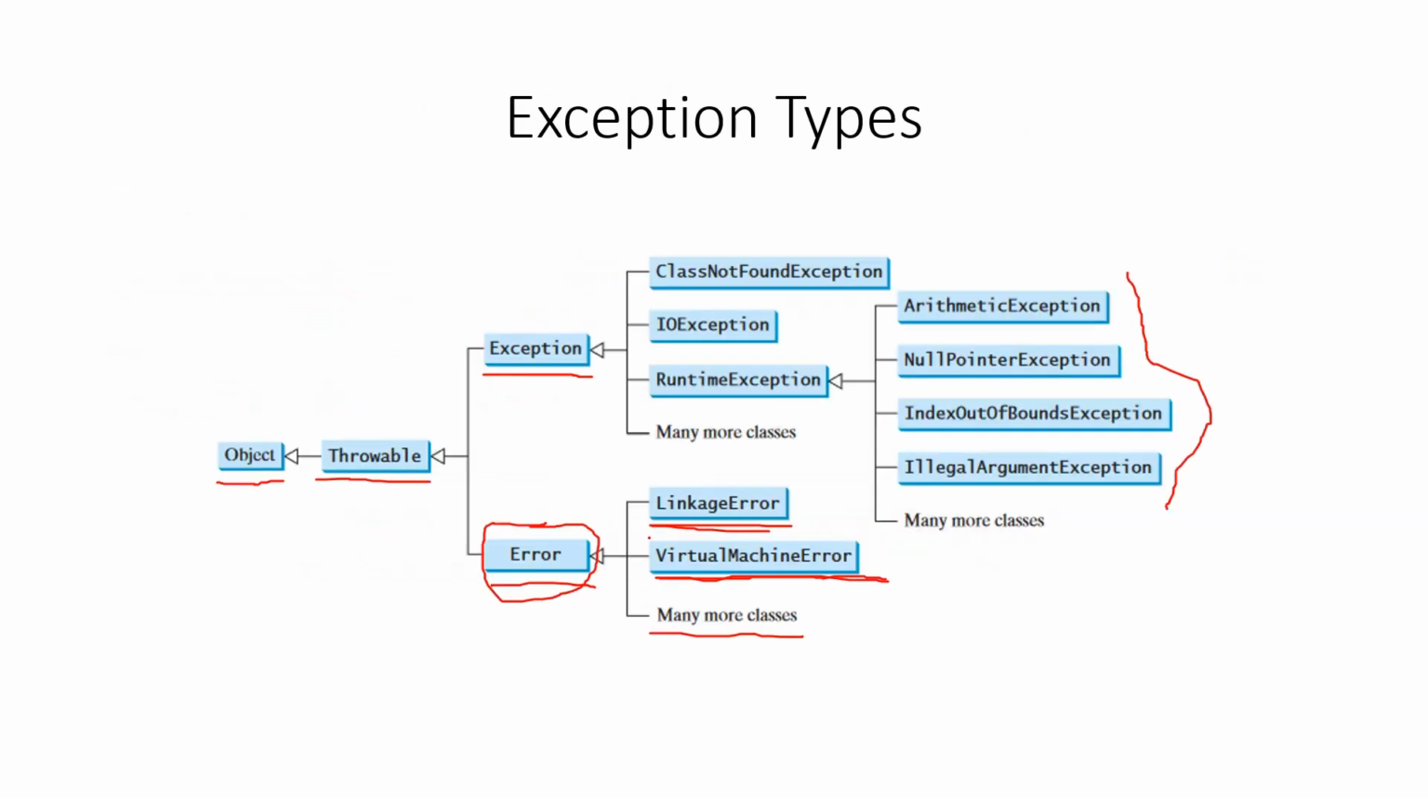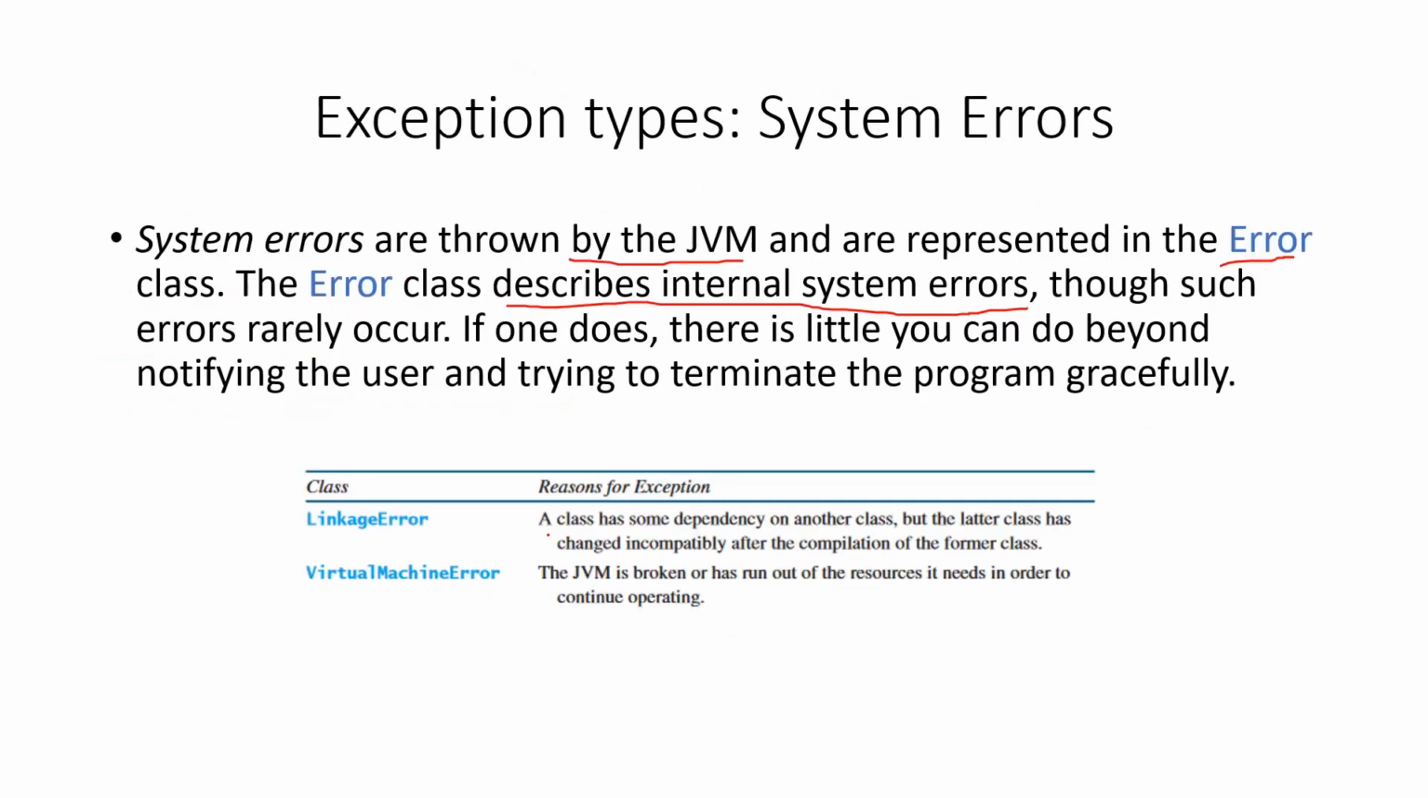As I said before, the Error class has two subclasses, LinkageError and VirtualMachineError. So LinkageError is necessary to say that, for example, if one class has a dependency on another class, and this other class has changed incompatibly after the compilation of the former class. So for example, if we want to use some class and that class is dependent on another class and that class is changed, in that case we can get the LinkageError.